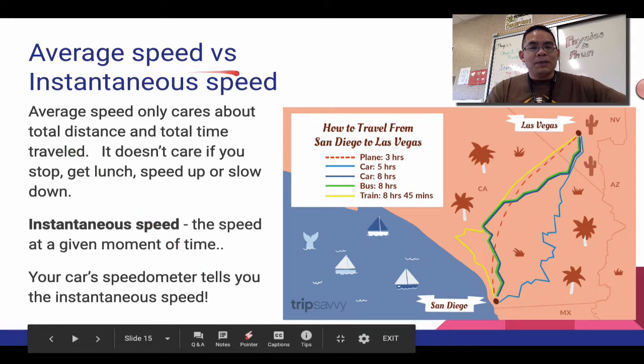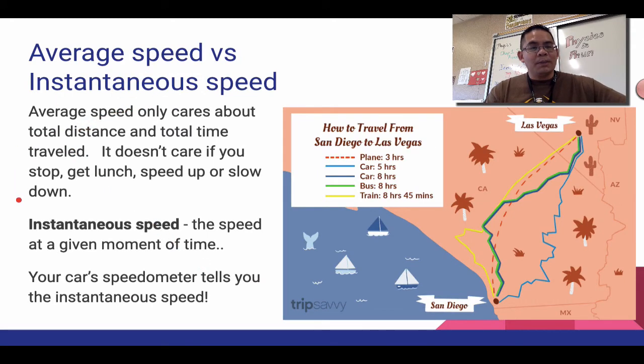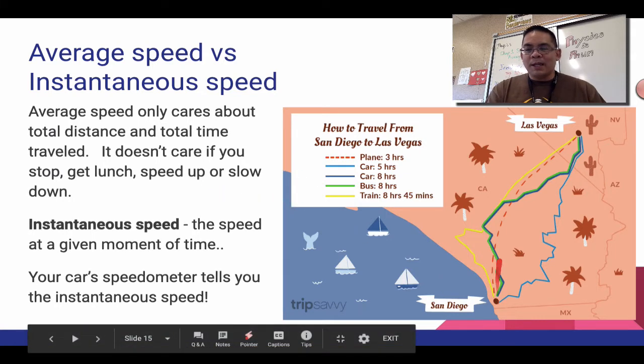Now, average speed versus instantaneous speed. In general, by definition, average speed only cares about total distance and total time traveled. It doesn't care if you stop, get lunch, speed up, or slow down. As an example, the 400-mile trip is basically from San Diego to Las Vegas, and there are multiple routes you could take to get there.